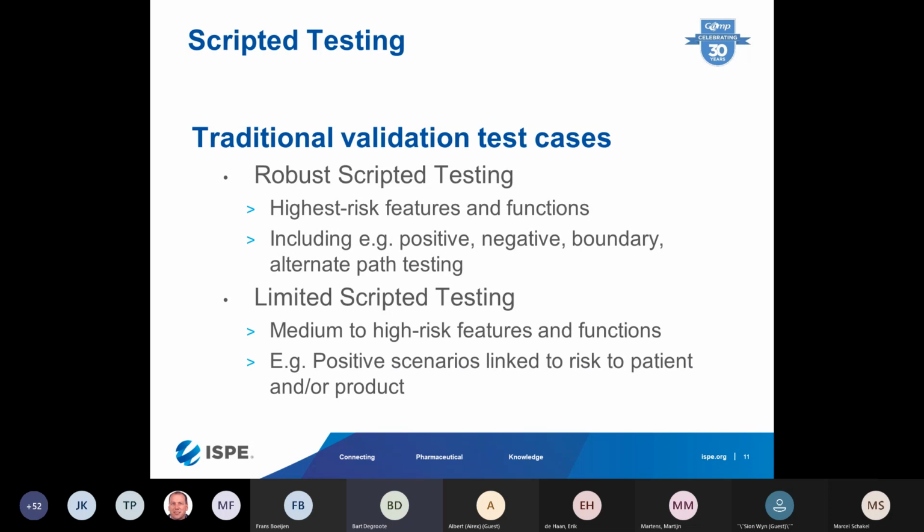Robust scripted testing, high risk, will mean that it is for a really customized application. So an application that is specially built for you, and there you can increase your testing by implementing positive, negative, boundary testing, alternate path testing. For limited script testing, you can reduce that amount or reduce the effort, for instance, by a positive scenario. And everything is linked to patient safety and product quality. And also keep in mind that data integrity and all those things is very important.